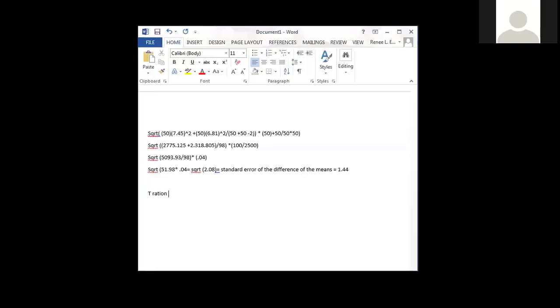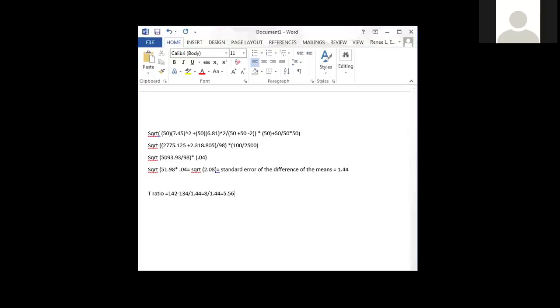So your t-ratio is just going to be equal to the average minus the other average divided by 1.44, which is going to give me 8 divided by 1.44, which just gives me 5.56. So my t-score here is going to be 5.56.